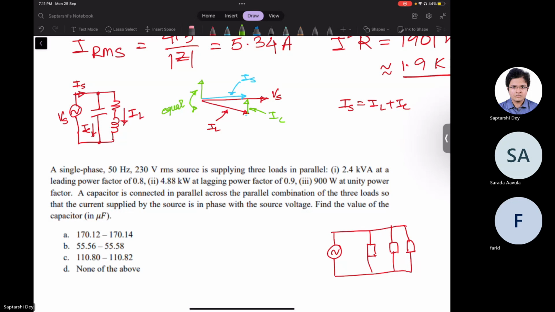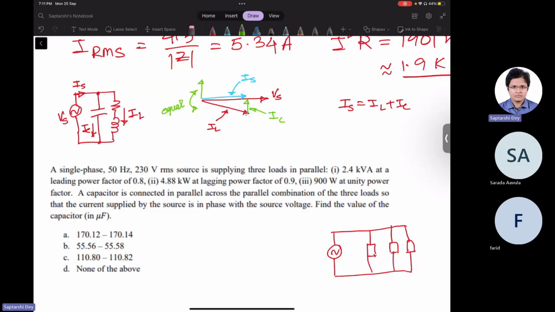Now try to understand what we gained from this. First of all, our priority is the load. The load must not be affected. You see, the load has not been affected because the voltage across it is still the same. The capacitor was connected in parallel, so it did not see any difference. Whatever current it was drawing previously, IL, that much current it is drawing. What we did is we added a leading current such that the source current is now IS instead of IL.